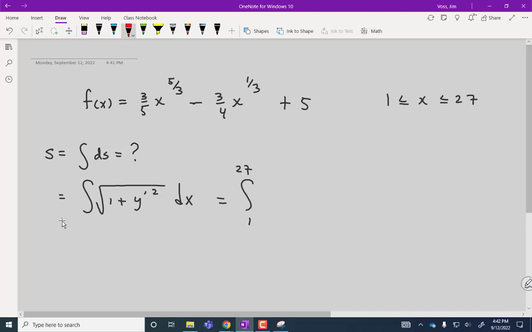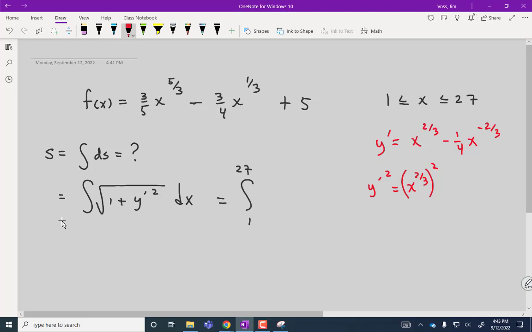So the derivative is going to be 1x to the 2/3. And then here, minus, pull that down, the 3's cancel, so we get minus 1/4 x to the minus 2/3. Then we have to square that quantity. So let's do y prime squared. We have to FOIL. That's going to be the first squared, and we're going to just leave it.